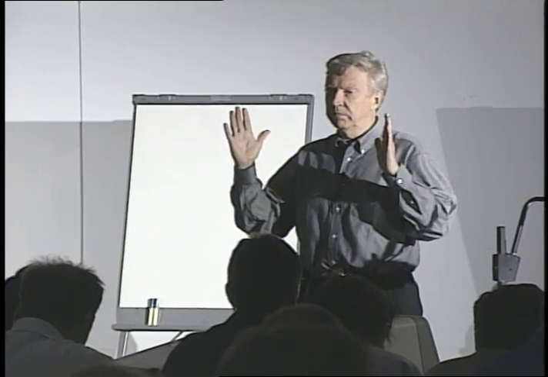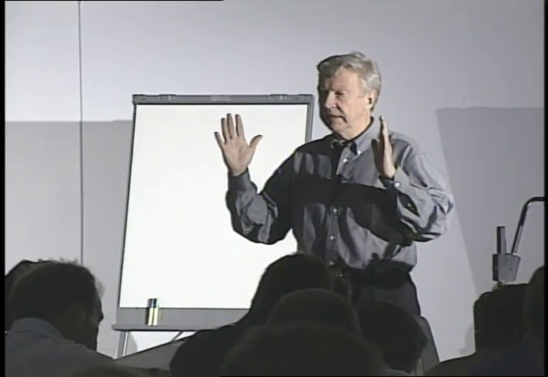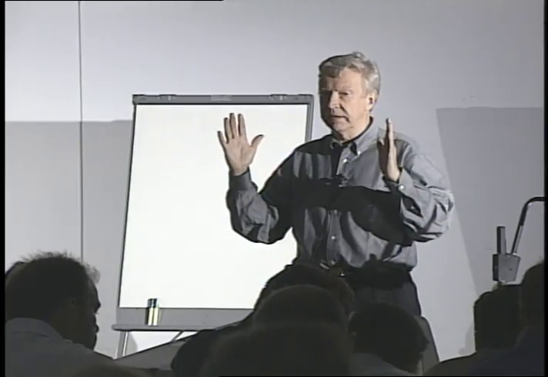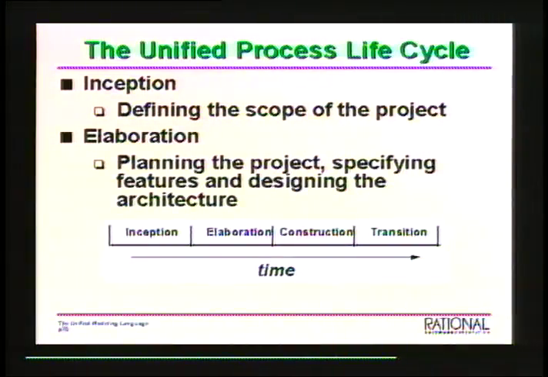One cycle, that means from one release of one generation of a system to the next generation of a system, passes through a number of phases. And in our case, we have 4 phases: inception, elaboration, construction, and transition.